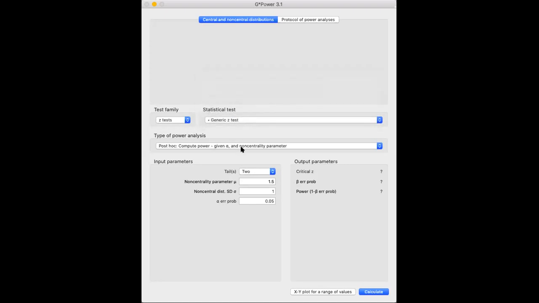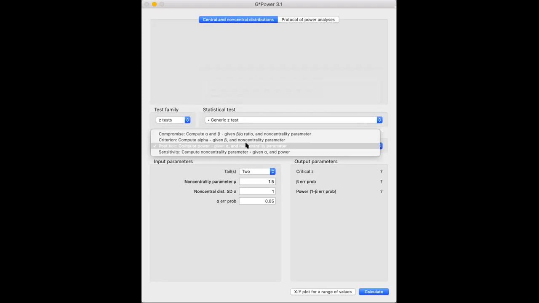And then for the type of power analysis, you can also see there are different types. The first is called compromise, compute alpha and beta, given beta and alpha ratio. Non-centrality parameter, which is basically the mean of the z value. Okay? We can also compute alpha, we can also compute power, or compute how much of a z-score you need. That would be sensitivity. So let's select post hoc, compute power.